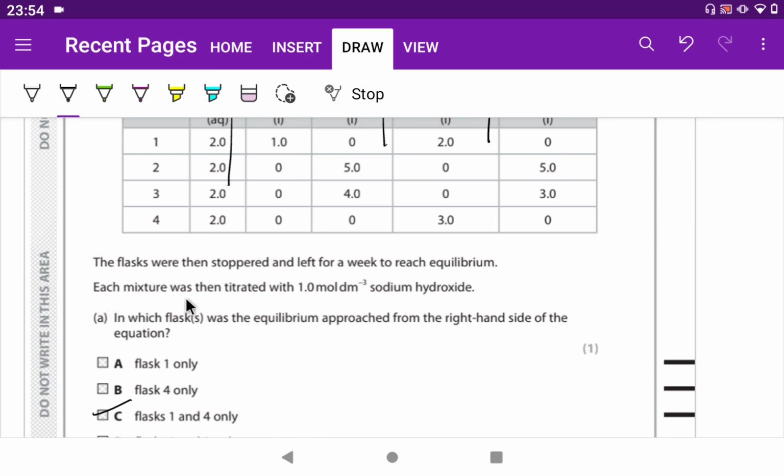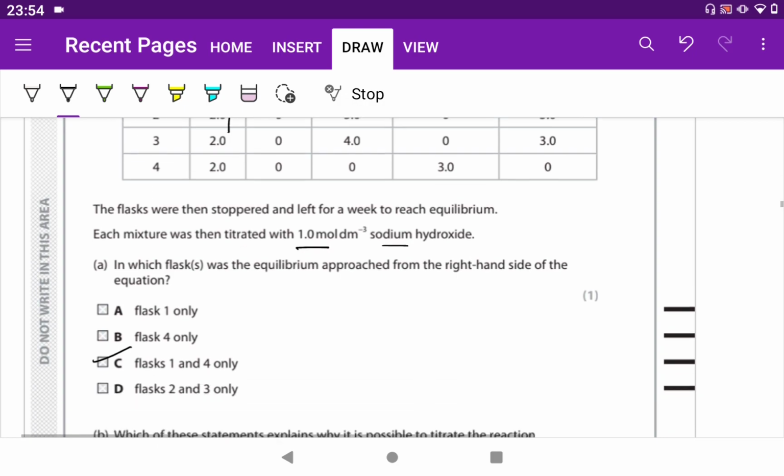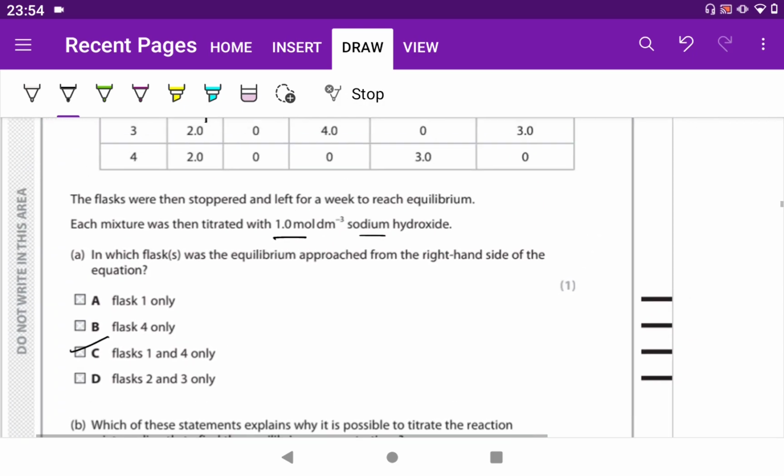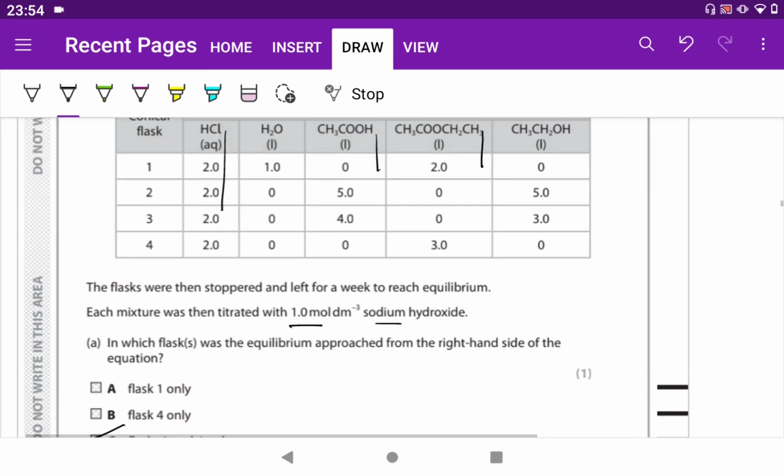Each mixture was then titrated with 0.1 mol per dm³ sodium hydroxide in each flask. In which flask was equilibrium approached from the right-hand side of the equation? Okay, so flask 1 only, flask 4 only, flasks 1, 2 and 4 only. So in which flask was equilibrium approached from right to left?